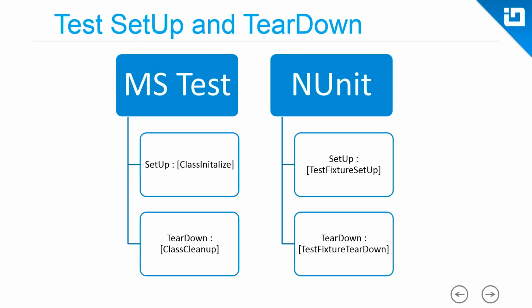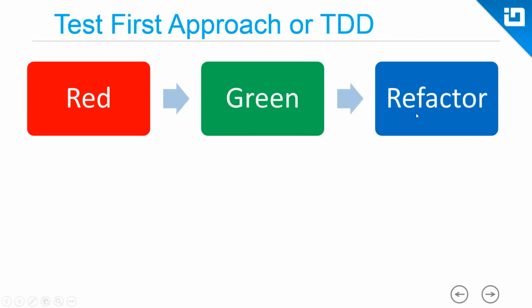So let us see how we can work with test setup and test tear down in MS Test and NUnit. In MS Test, to create a test setup, you have an attribute called ClassInitialize, and for tear down you have an attribute called ClassCleanup. In NUnit, you have an attribute called TestFixtureSetUp, and you have an attribute called TestFixtureTearDown. Let me show you quickly how you can do that in NUnit, and then we'll go and create quickly a calculator application following test driven development.